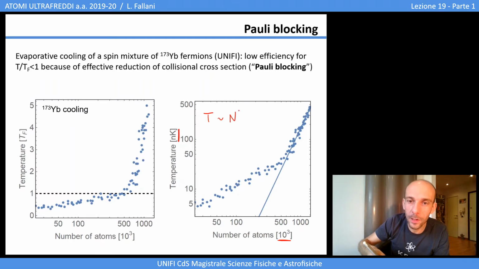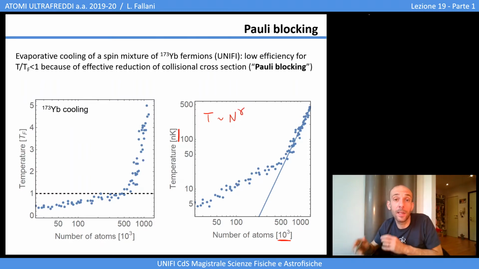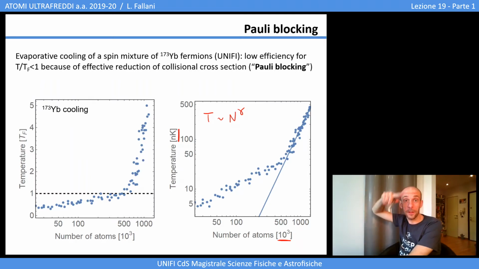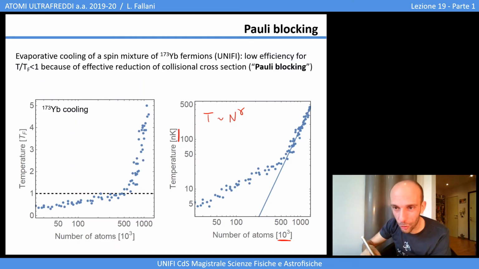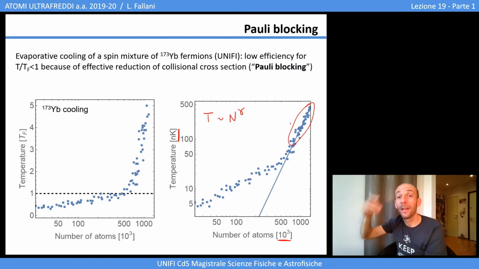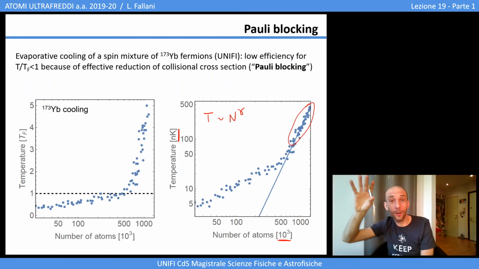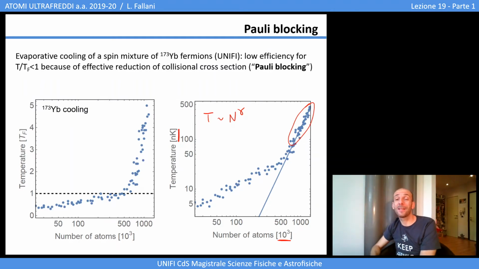So you reduce the number of particles and you reduce the temperature with an exponent gamma that depends on the details of the process. And so you see here that the scaling law is well respected, and this is the line that is fitted to the large temperature points of this data set.